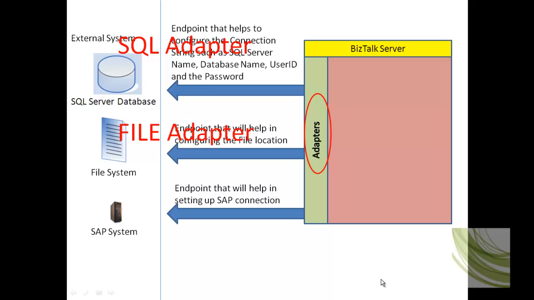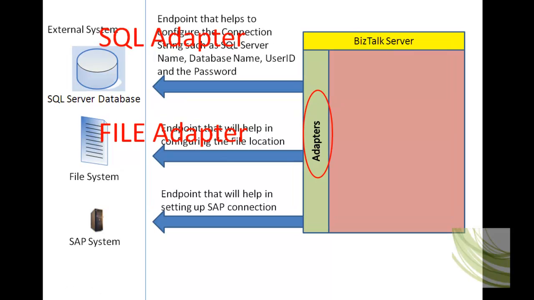One of the other options is that BizTalk provides you some .NET APIs. Using those .NET APIs, you as a developer can write explicit code to set up connections to these systems. And such a custom coded component is called a custom adapter, and one example of those is a SAP adapter which is available in the market.